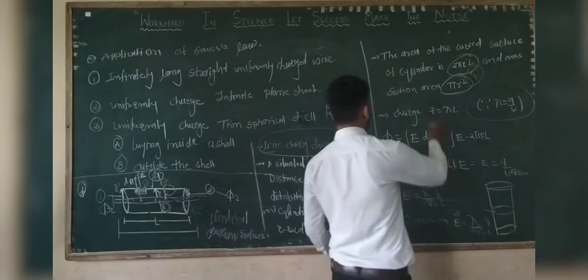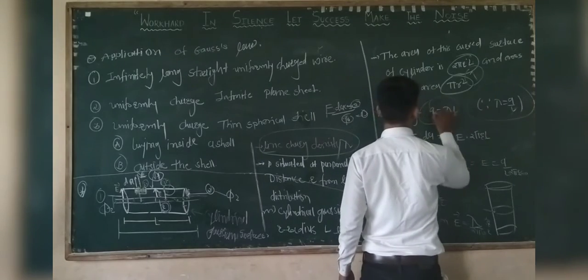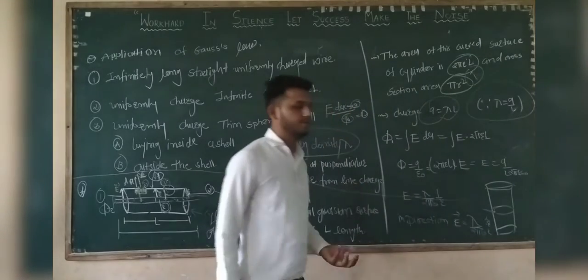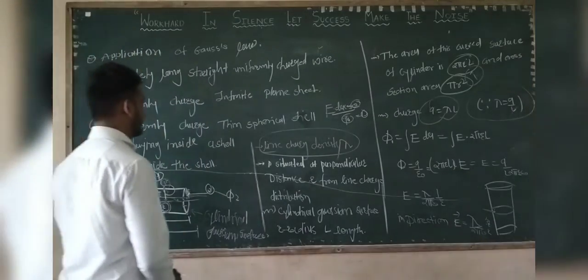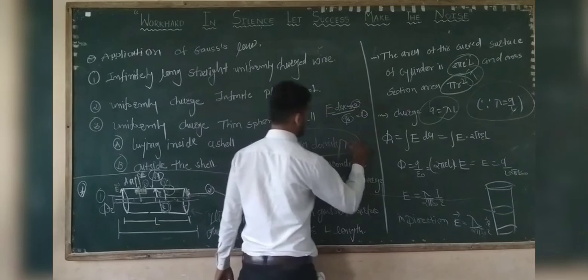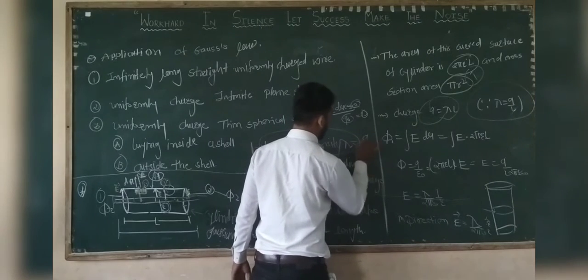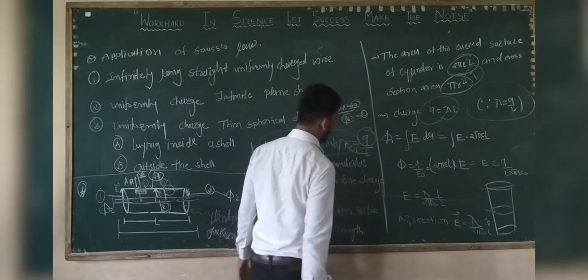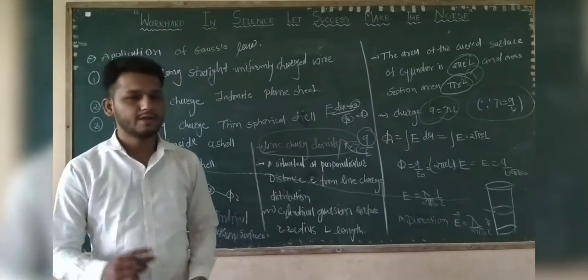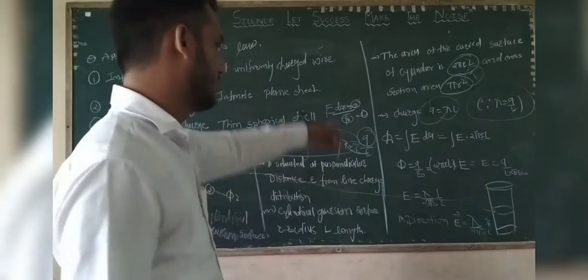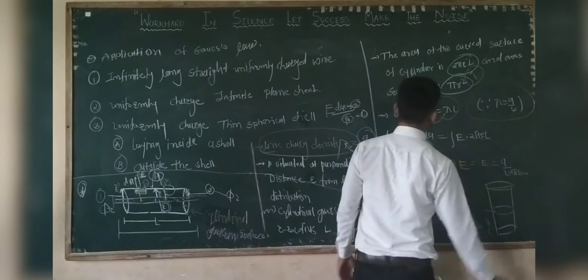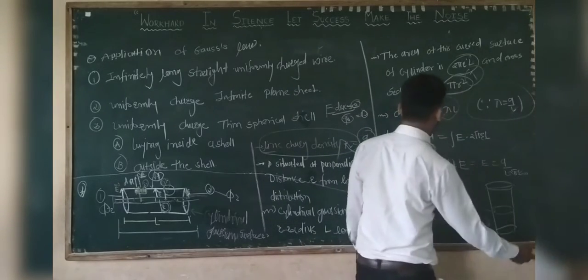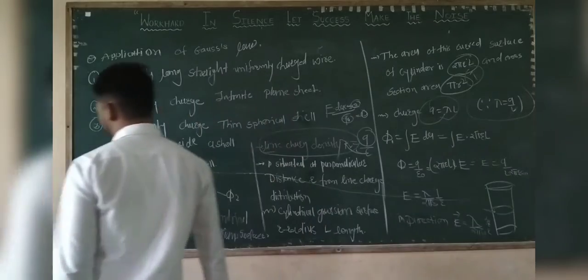Charge q is equal to lambda into L. I already explained before that the linear charge density lambda is equal to Q by L. So we require the value of Q, and lambda goes to this side. Lambda into L is equal to Q. So we can write charge Q is equal to lambda into L. I already wrote here lambda is equal to Q by L.